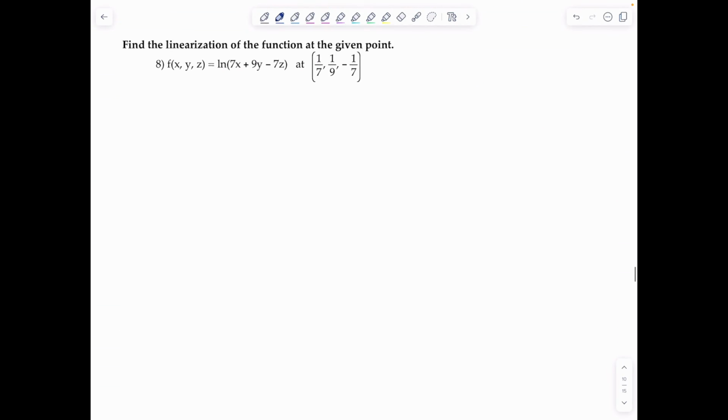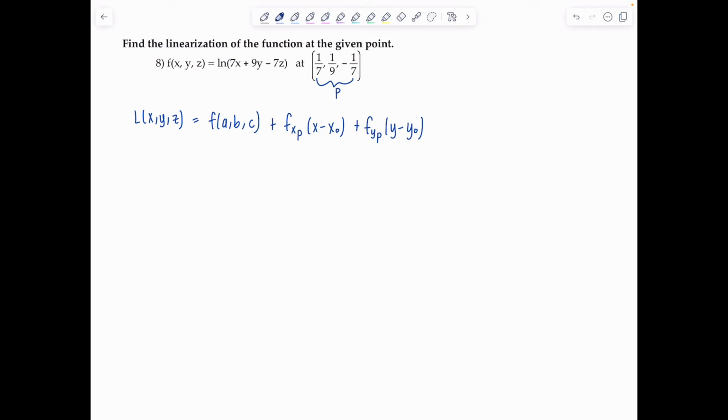Okay, moving on, linearization. So find the linearization of the function at the given point. So remember, if we're finding the linearization L of x, y, z, that equals f of a, b, c plus the partial with respect to x evaluated at your point P times x minus x naught plus the partial with respect to y at P times y minus y naught plus the partial with respect to z at P times z minus z naught. And x naught, y naught, z naught are right here. So let's go ahead, let's get all our partials and then put everything together.